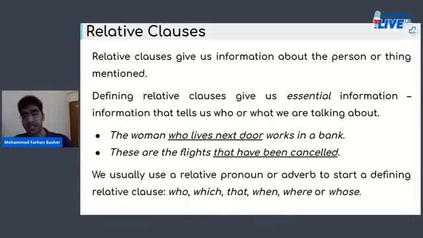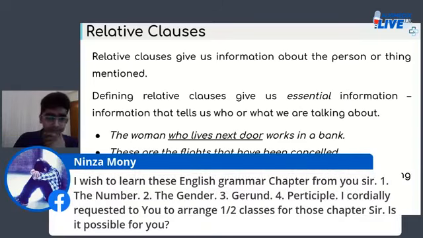These are the flights that have been canceled. All right, we usually use a relative pronoun or adverb to start a defining relative clause: who, which, that, when, where, or whose.